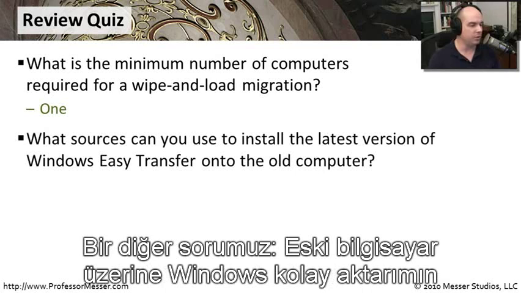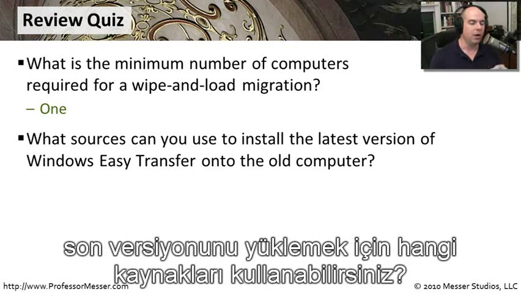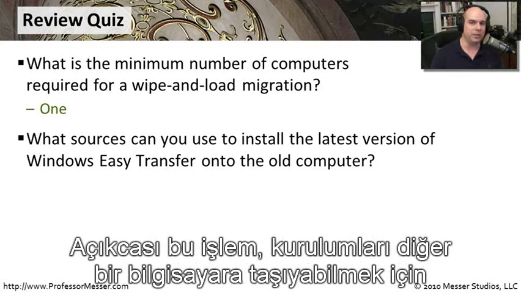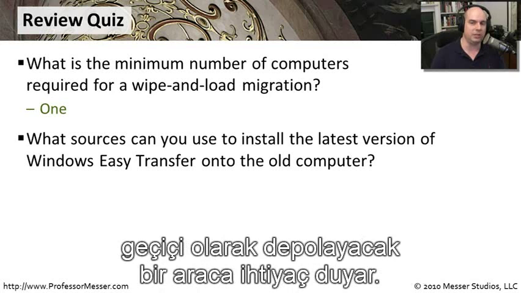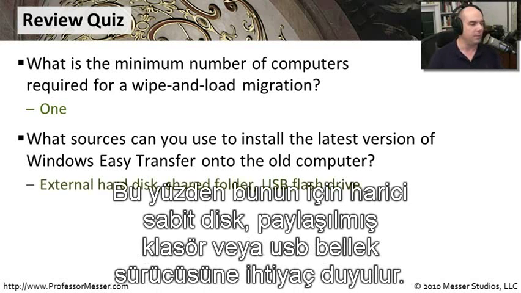Another question, what sources can you use to install the latest version of Windows Easy Transfer onto the old computer? Well, obviously, this will need to be something where we are temporarily storing the installation so that we can move it to the other computer. So that means something like an external hard disk, a shared folder, or a USB flash drive.